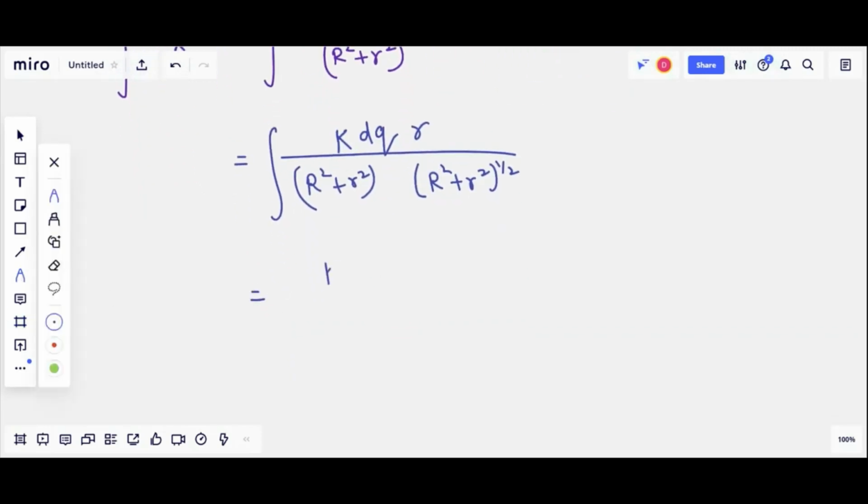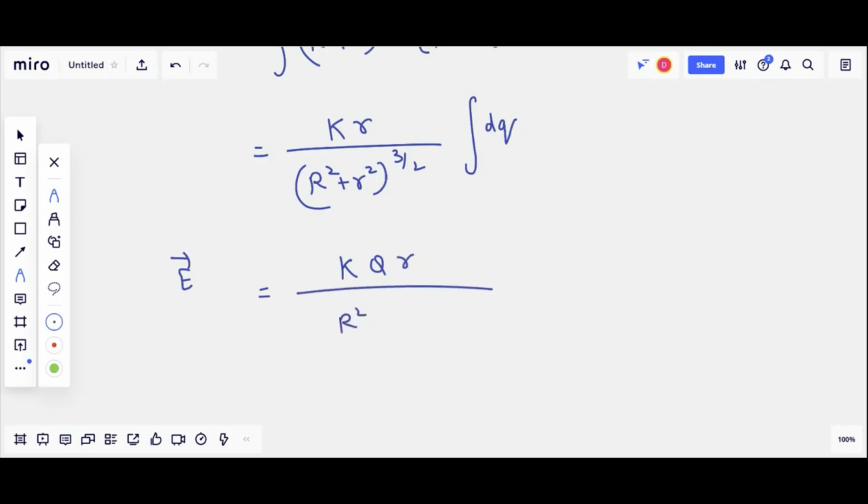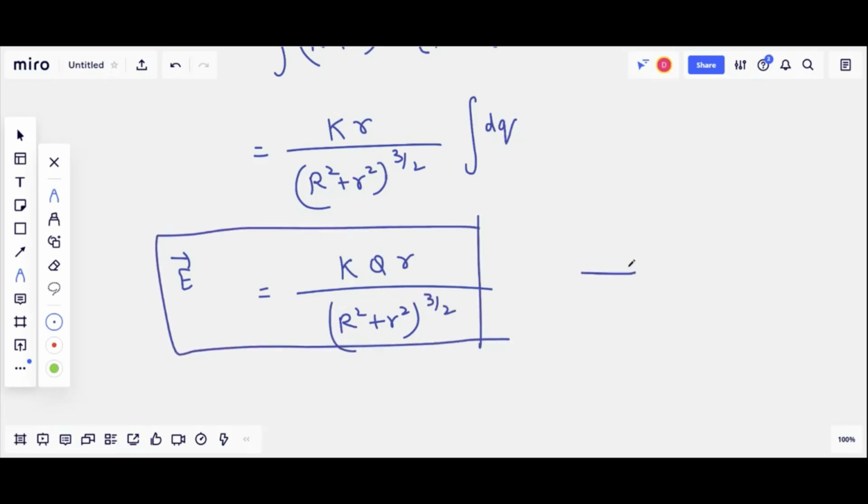If we simplify this, it is k r over r square plus r square raised to the power 3 over 2. Since the only variable is dq, we integrate dq, and dq integrated over the complete ring gives us q. So the net electric field comes out as k q r over r square plus r square raised to the power 3 over 2, and this is definitely in the horizontal direction.